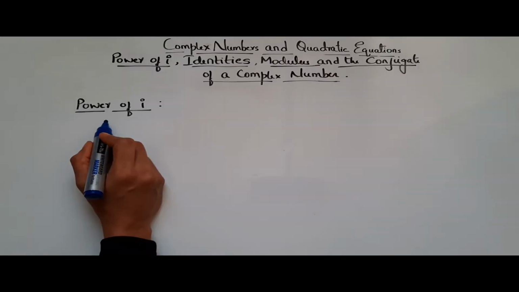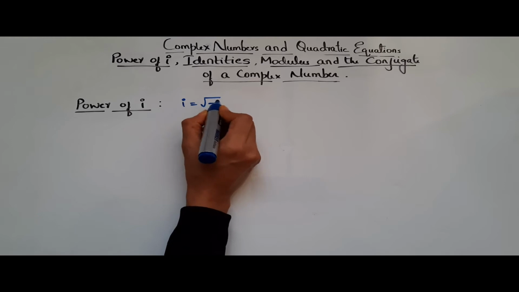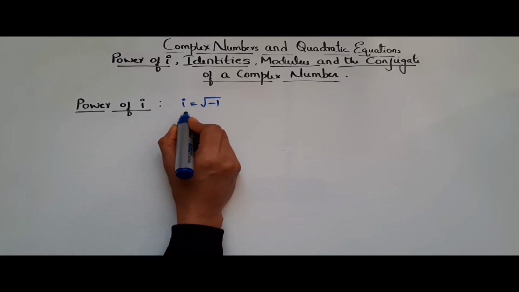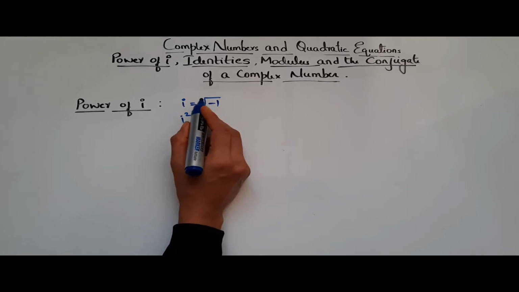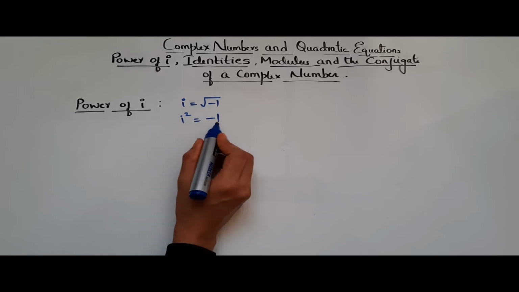So now let's see power of i. We know what is i. i is equal to root minus 1. What is i square? Squaring both the sides, the square root and square will get cancelled. We are left with minus 1. So therefore i square is minus 1.